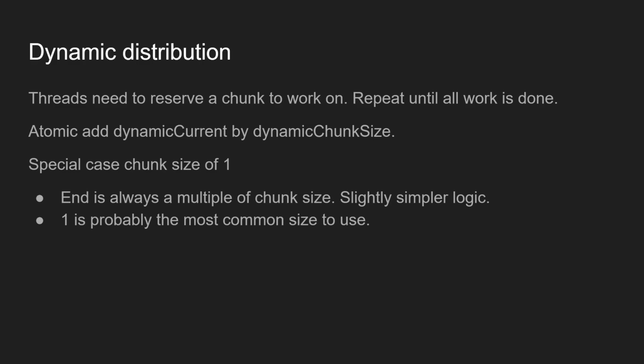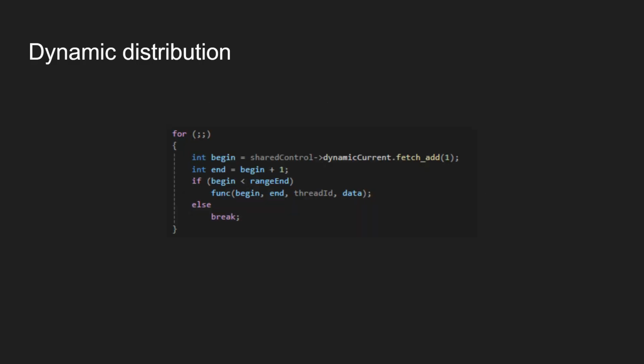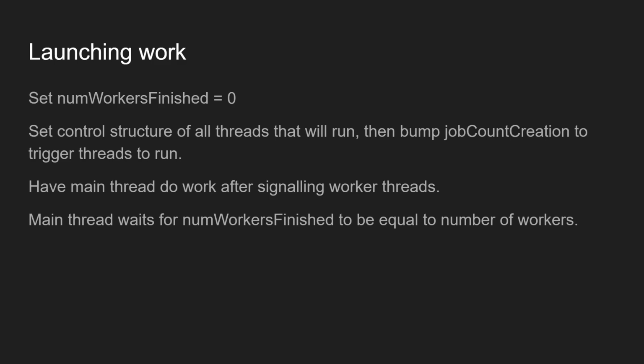All of the threads do this repeatedly until all of the work is completed, in which case the threads quit. Reserving work is done through simply incrementing an atomic counter. The code I show here is the simpler special case when the work item size is 1. But it's easy enough to imagine how you'd extend this for larger chunks. So great, that's the worker thread.